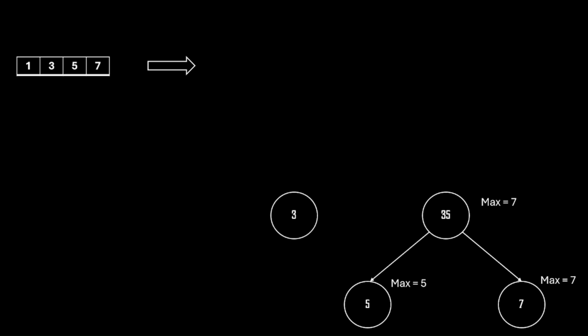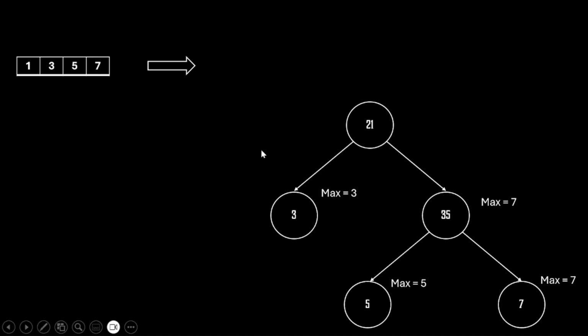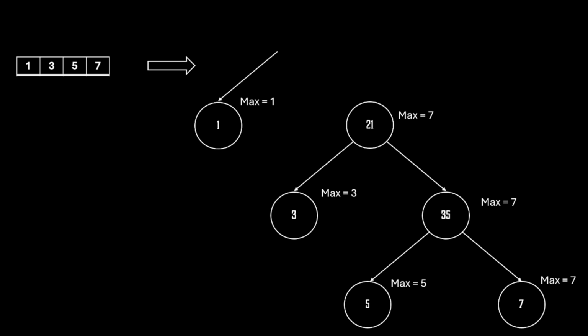Let's combine it with 3. The max value of 3 is 3 itself. Then combining 3 and 7, we get 21. So what will be the max of this entire subtree? It will be 7 again, right? Now let's combine 1 with 21. And here 1's max value will be 1 itself. And by combining, what will be the non-leaf node value? It will be 1 into 7, so it will be 7 again.